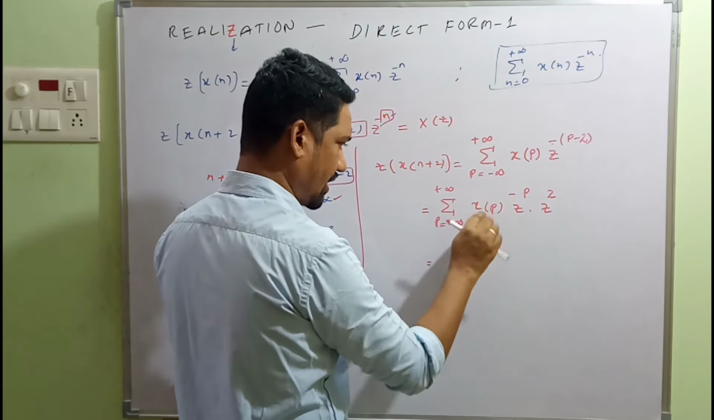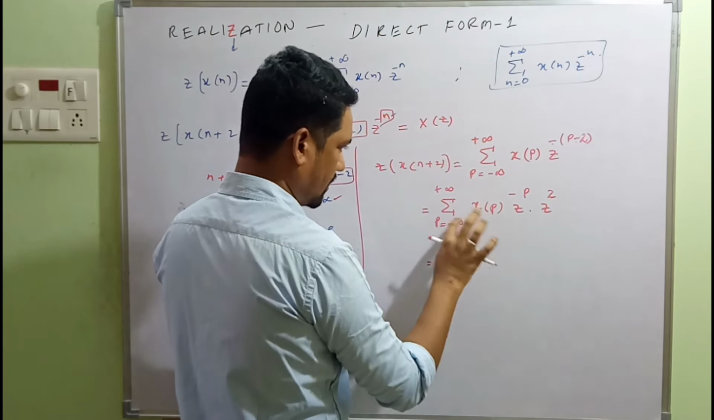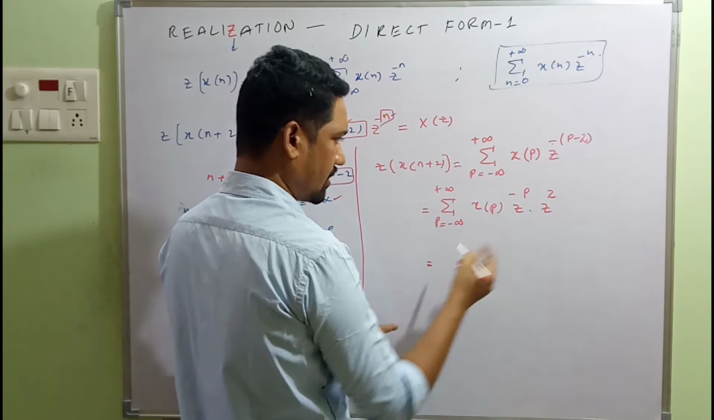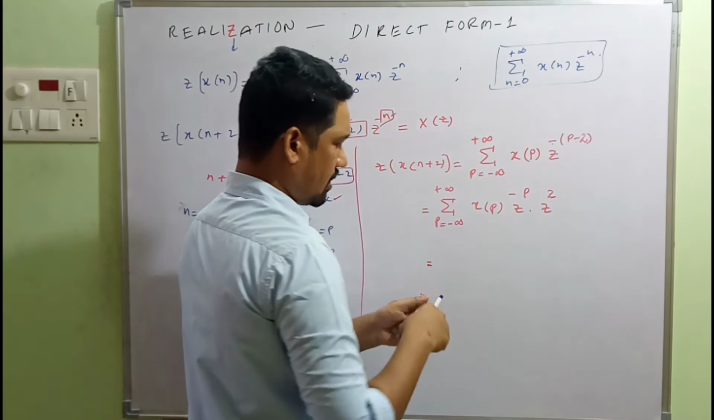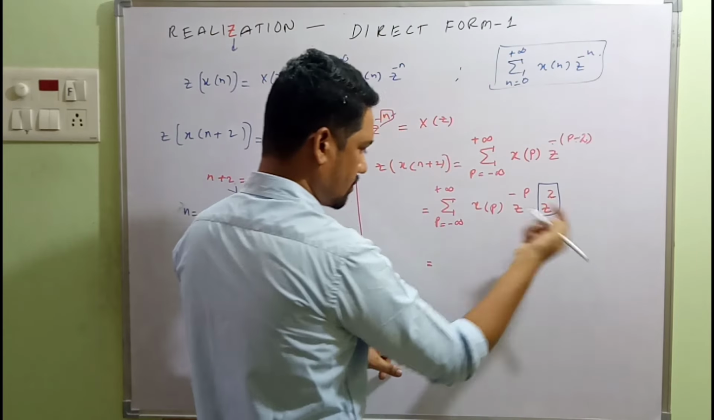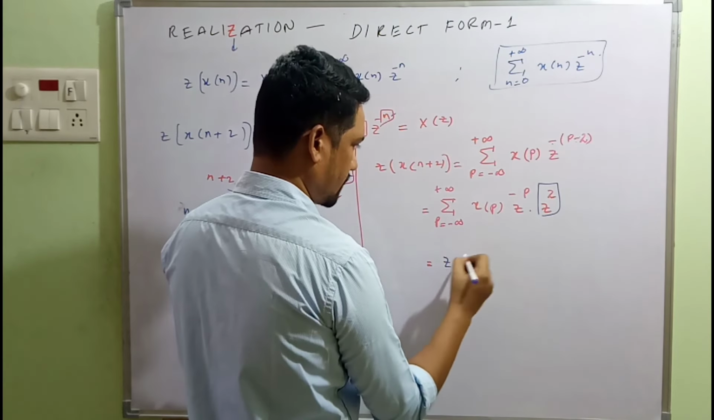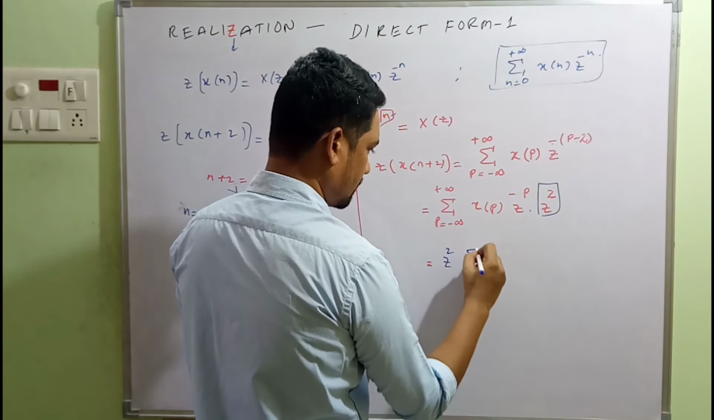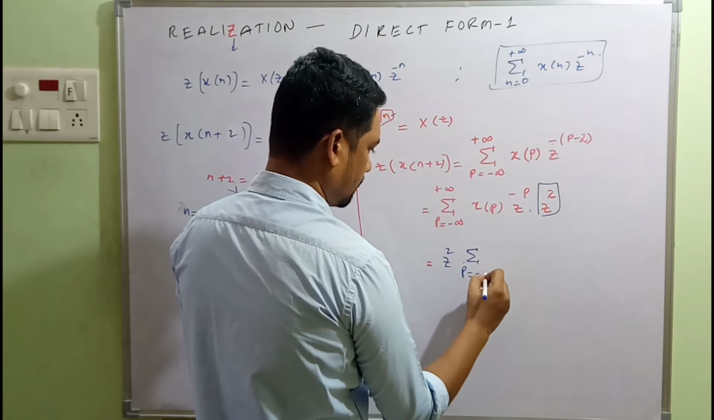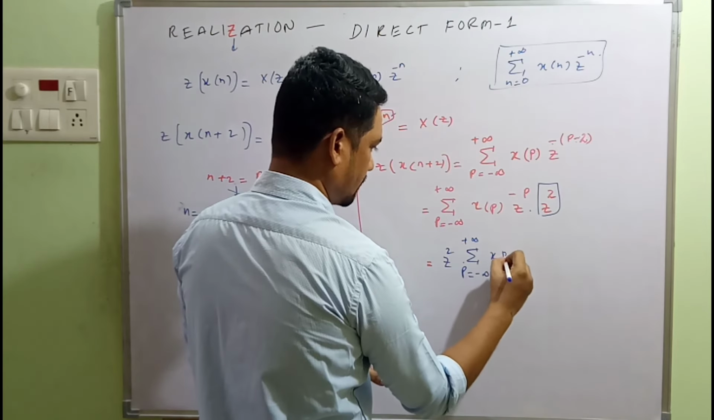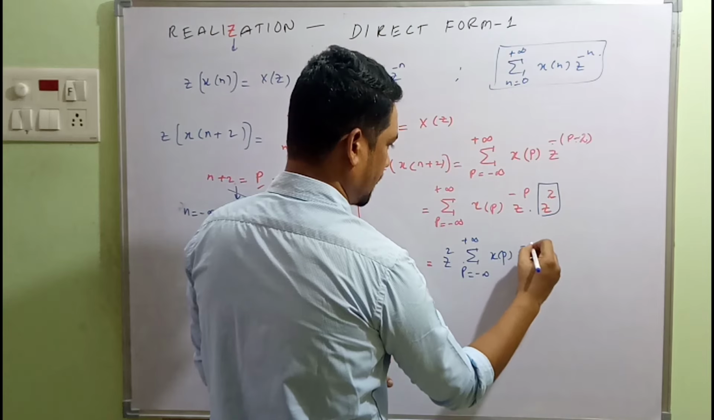Wherever we have p, that will be inside the summation, and the terms without p can be taken out, treated as a constant. This z raised to minus 2 has got nothing to do with the summation, so that can be taken out. This z raised to positive 2 into summation p equal to minus infinity to plus infinity, x of p, z raised to minus p.